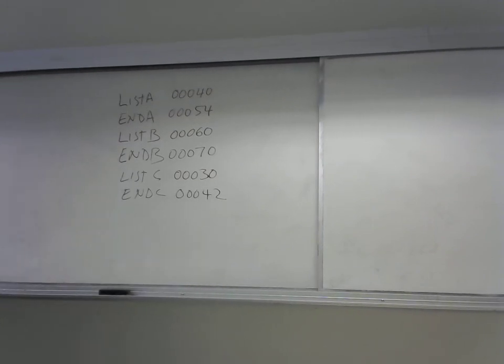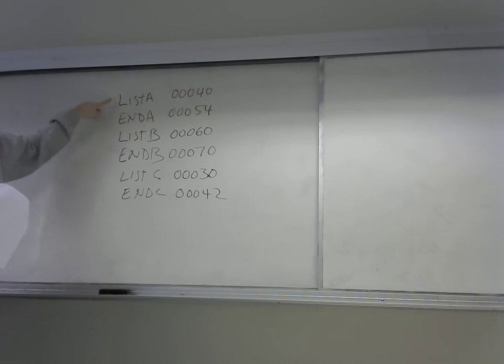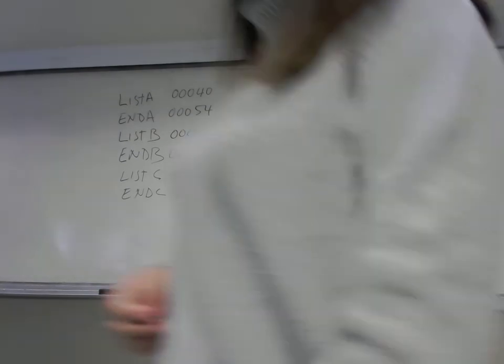So 42. That's right after this, right? So does end C go between list A and end A? No? Okay, well what's the story here? These addresses look like they'd overlap. They're in different programs and different modules that start at 0 because they're relocatable. They need to be relocatable.